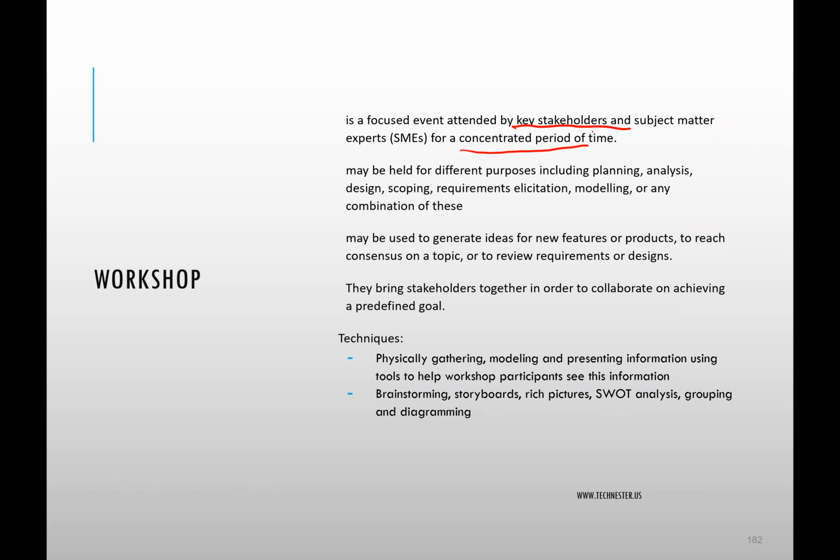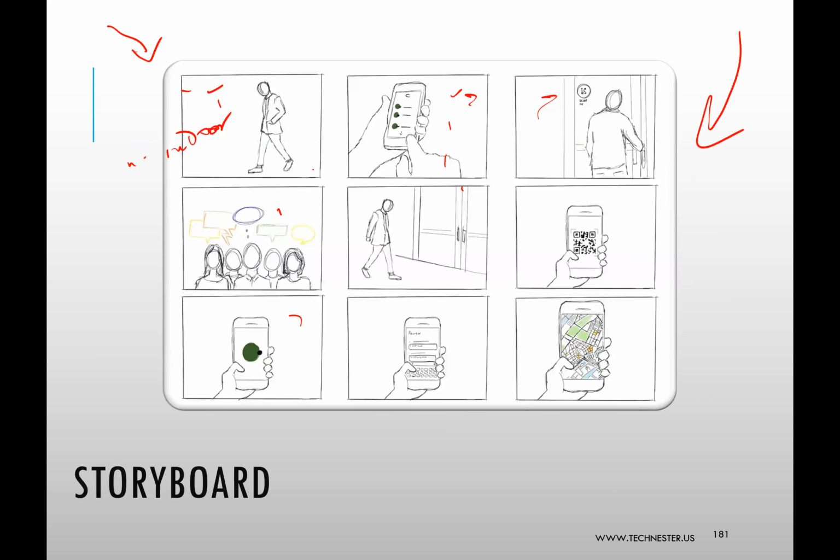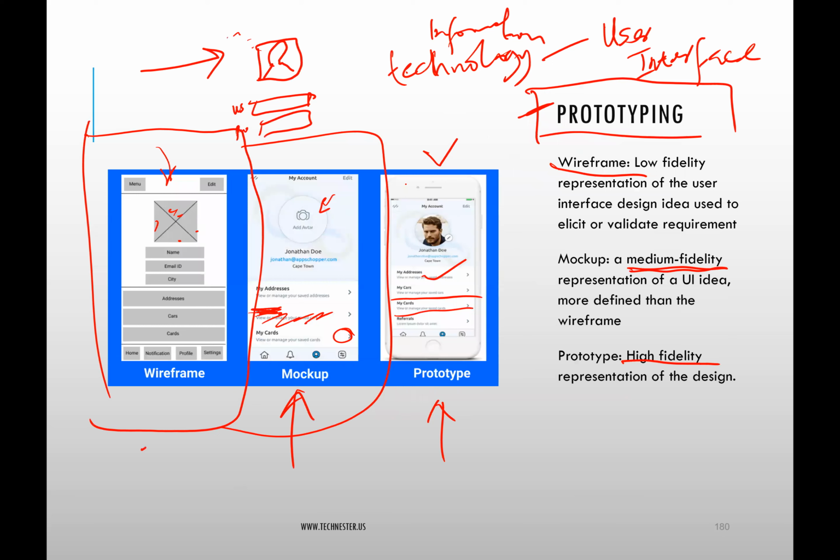So a workshop may be held for different purposes, including planning. You can hold a workshop to plan, to analyze. So it can even be just your group of BAs, your team of BAs planning. That's a workshop. You can analyze. You can hold a workshop to design something, like the storyboarding, for example, can help you in your design, or even this user interface. So you get everybody's input in the design.